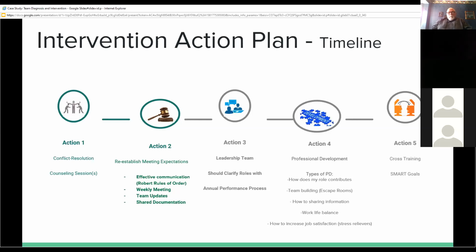Our action 5, this is kind of redundant. We kind of went over that. Action 5 was cross-training and SMART goals. We talked about how important it is to cross-train each employee. That way, I mean, we're all replaceable, right? So we talked about how important it would be to have other people know how to do your job.